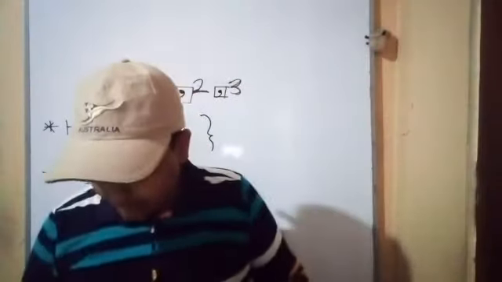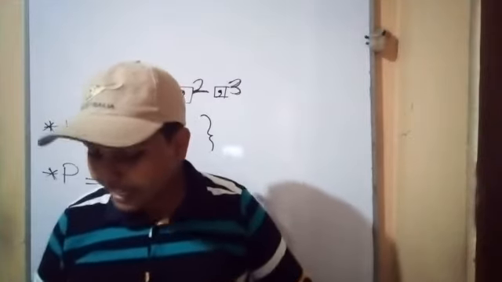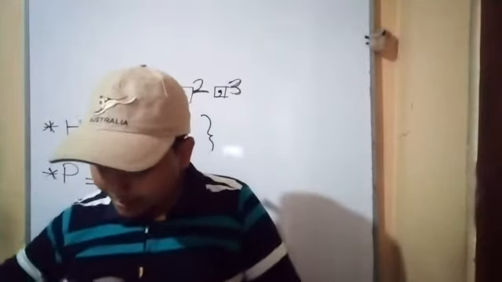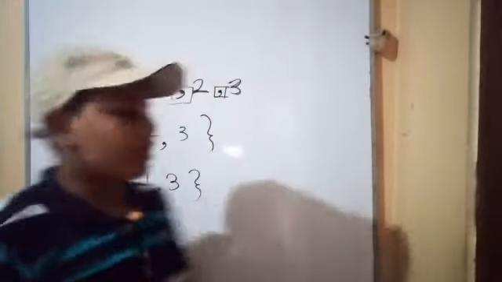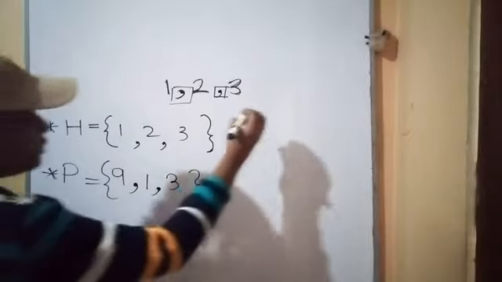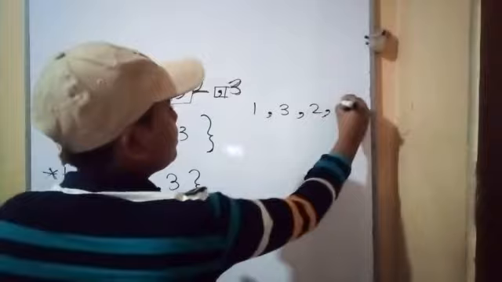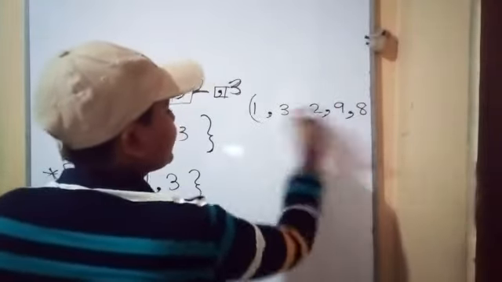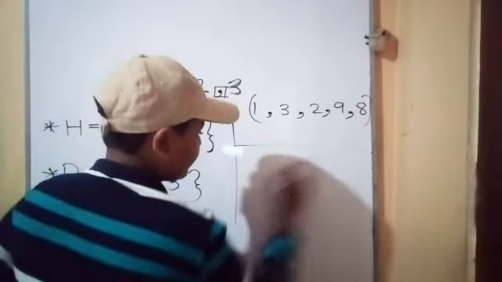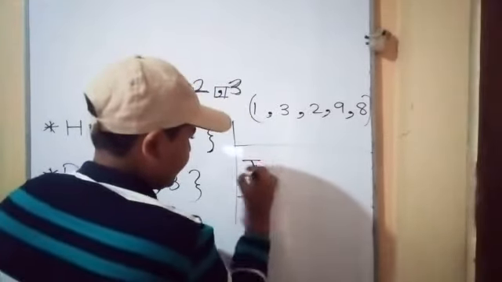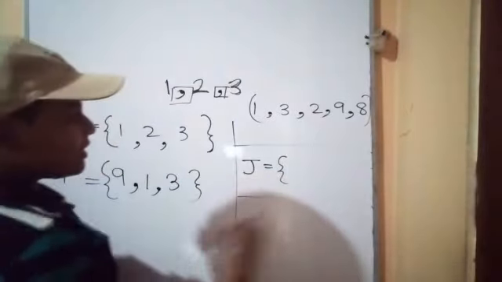Now, the next subtopic: when writing a set in this form, the order in which the elements appear within the curly brackets is not important. Right? They are not important. Now, if you get 1, 3, 2, 9, 8 given in a set, write these as symbols. Now you get this set.